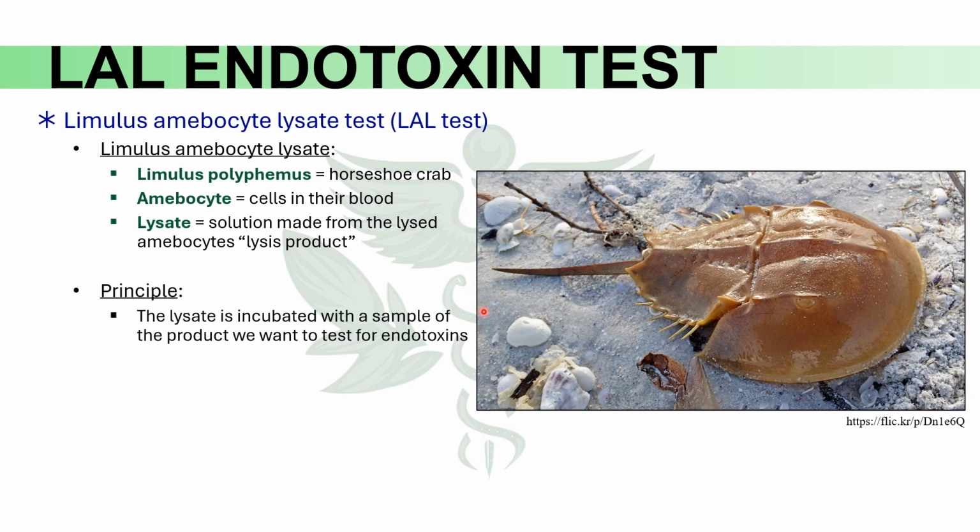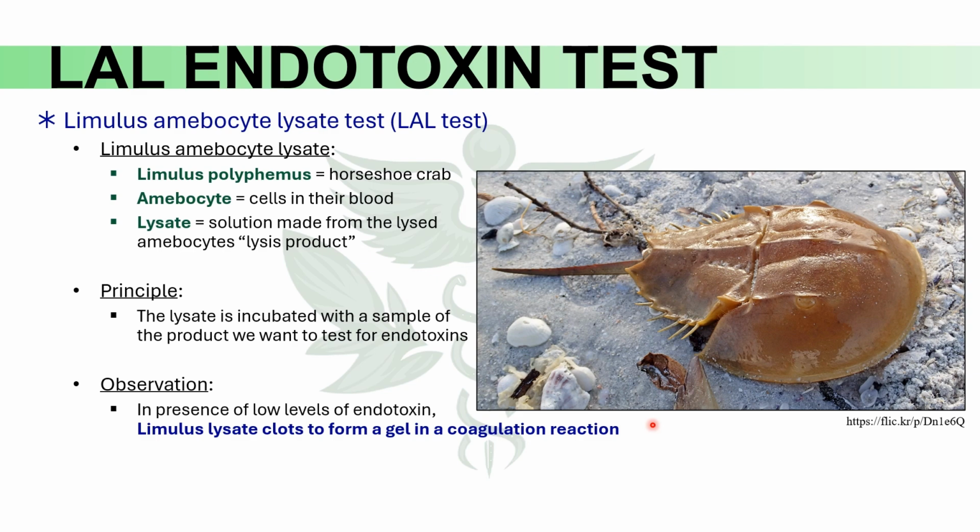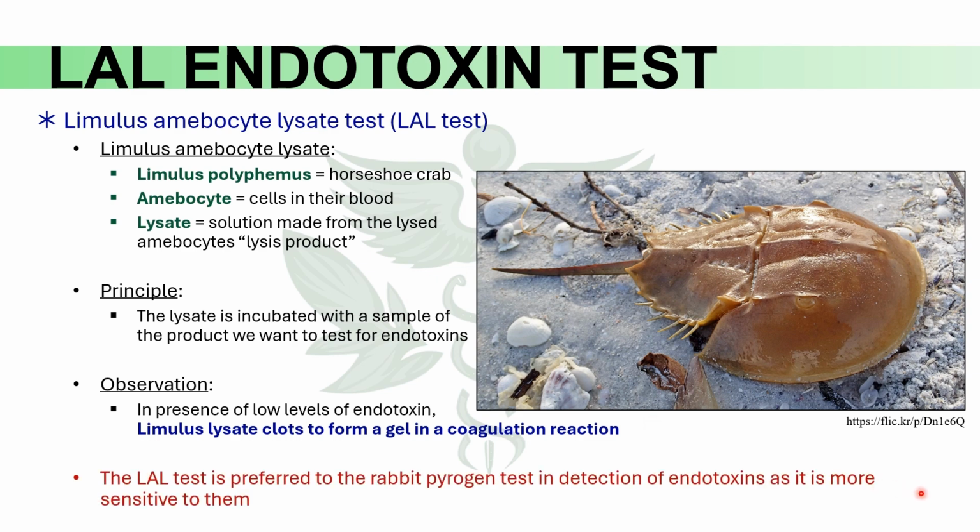For this test, we use the lysate of the horseshoe crab amebocytes to test for endotoxins by incubating the lysate with a sample of the product we want to test for endotoxins. Even a small concentration of endotoxins in the product will cause the lysate to clot, forming a gel in a coagulation reaction. This test is preferred over the rabbit pyrogen test if we want to identify and target endotoxins, as it is more sensitive to them. However, its downside is that it only detects endotoxins and not non-endotoxin pyrogens.